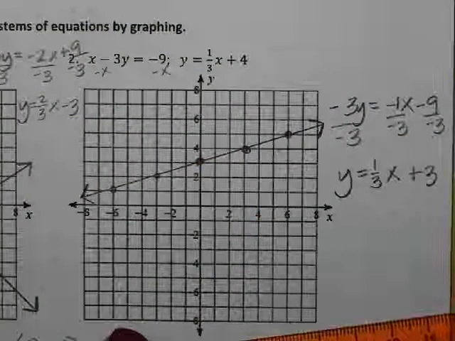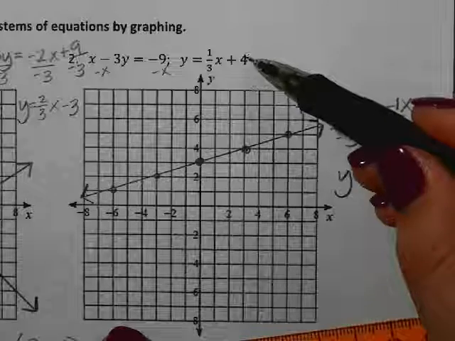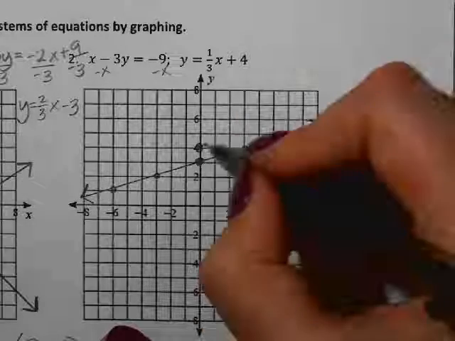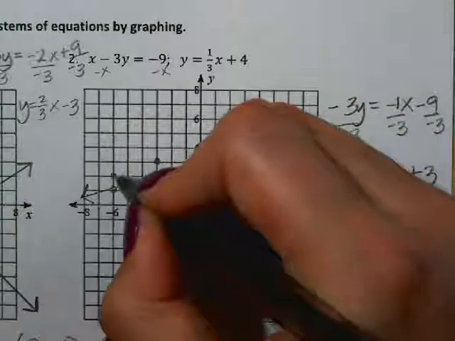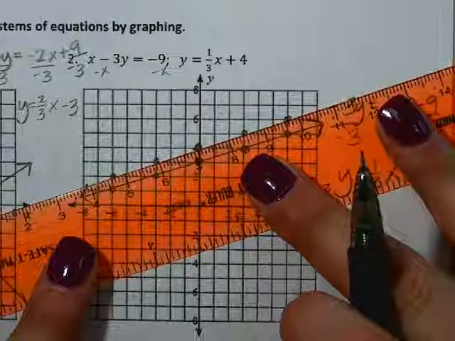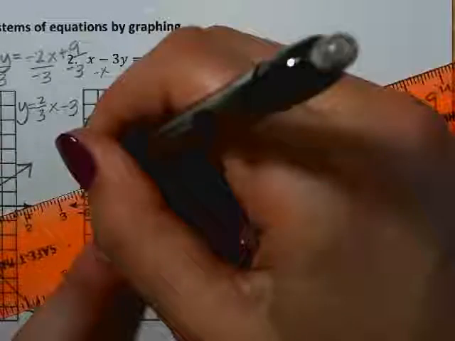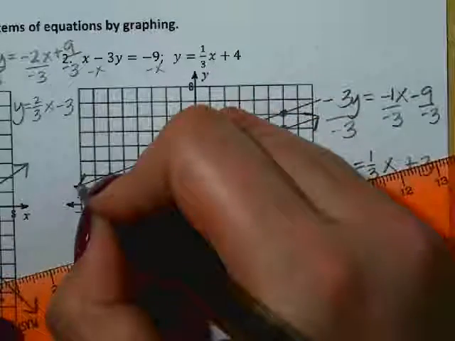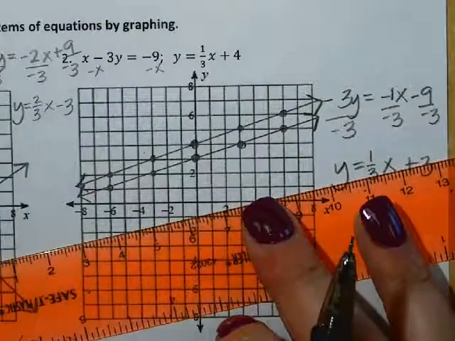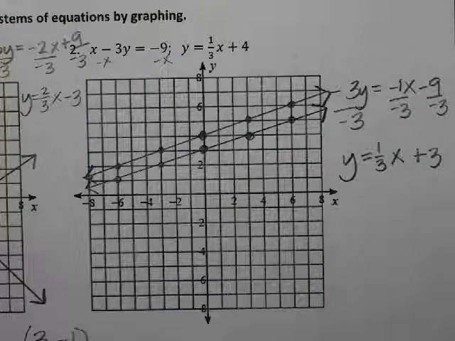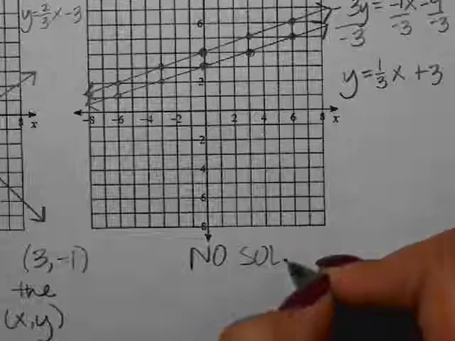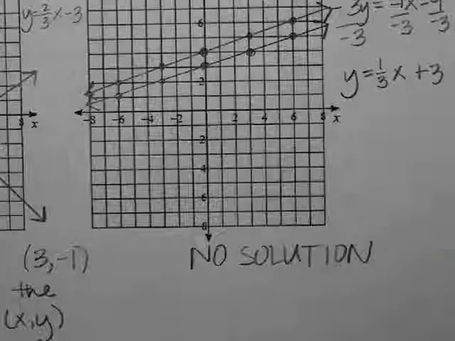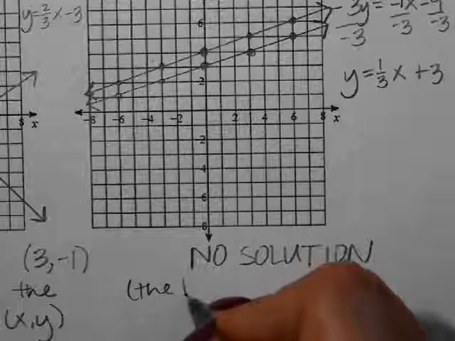All right, and then our second line says it has a y-intercept of 4 and a slope of 1/3, so it also goes up 1, right 3. And what happens here when you graph these is you actually get two parallel lines, and we know that since they're two parallel lines, they are never going to cross. And if the solution is the intersection of the two lines, and these two lines are never going to intersect, then our answer here is that we have no solution. So no solution, we could say the lines never cross.